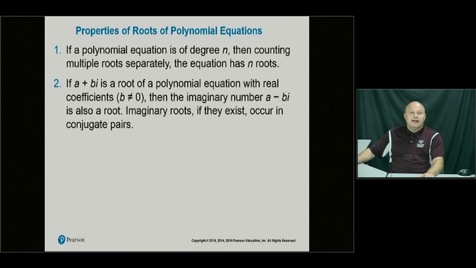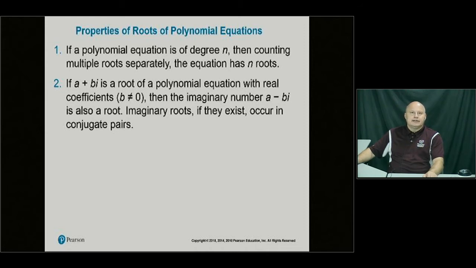So if they tell you that 5 plus 3i is a solution, then 5 minus 3i is guaranteed to be a solution. They don't even have to give that to you. You know that from this property. We call this the conjugate pair theorem. They don't name it in this book, but it's called the conjugate pair theorem.